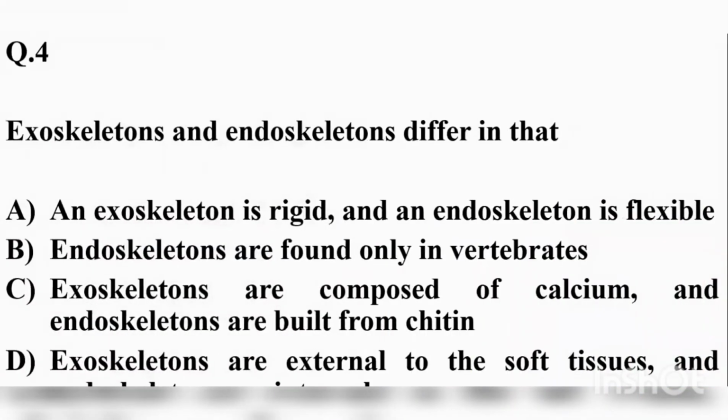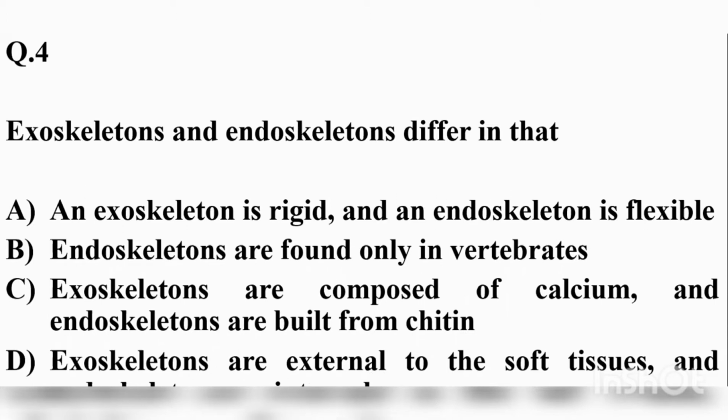Exoskeleton and endoskeleton differ in that an exoskeleton is rigid and an endoskeleton is flexible. No. Endoskeletons are found only in vertebrates. No. Some of the invertebrates such as mollusca, cephalopods, have internal forms of skeleton. Exoskeleton is composed of calcium and endoskeleton is built from chitin. It is not always the case. Exoskeleton is not always composed of calcium and endoskeleton is not composed of chitin.